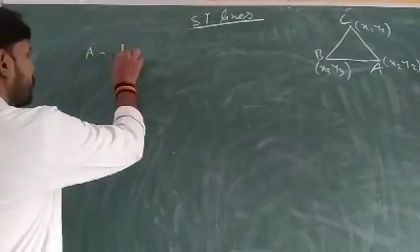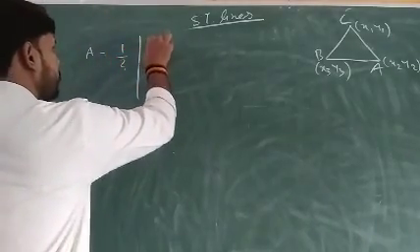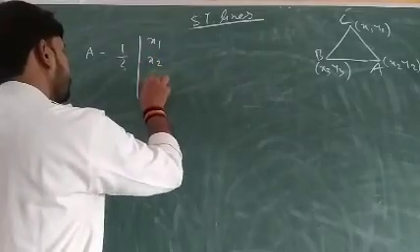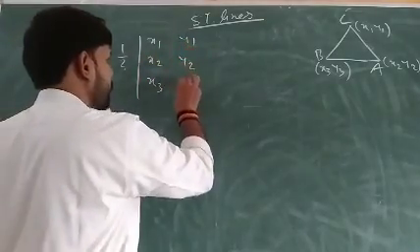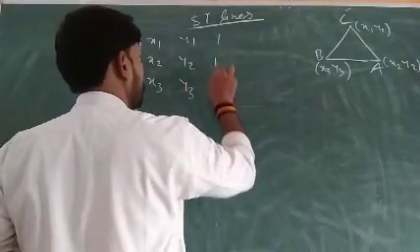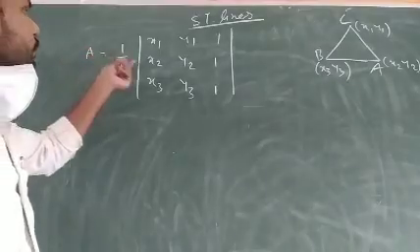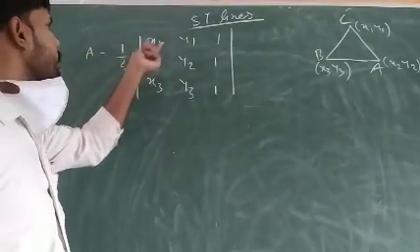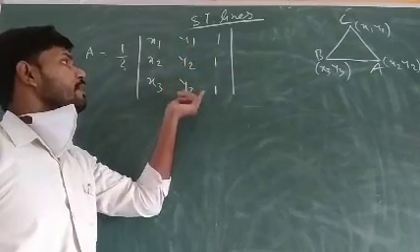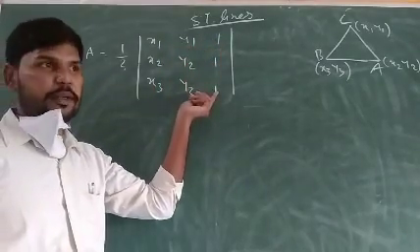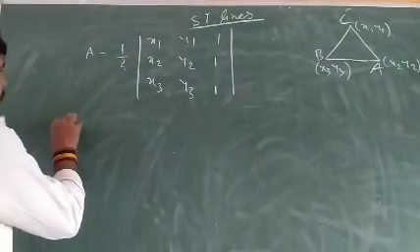Area equals 1 upon 2 times the determinant of rows x1, x2, x3; y1, y2, y3; and 1, 1, 1. This is how to solve to find the area.